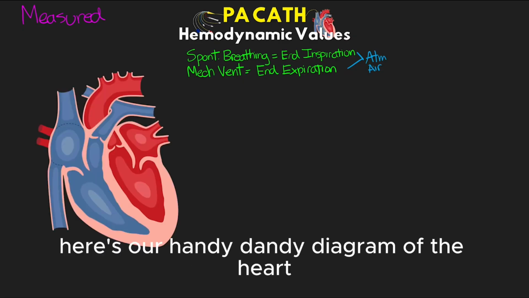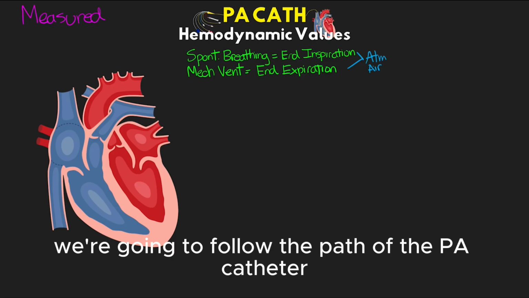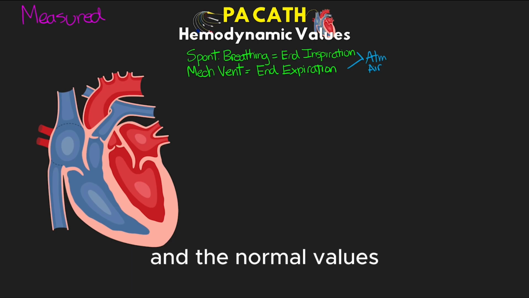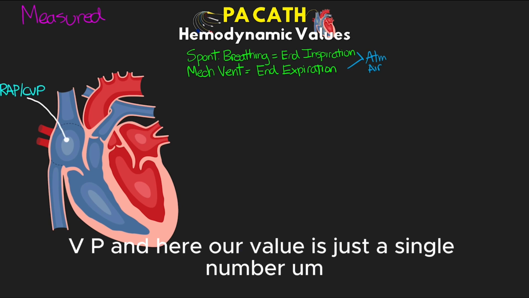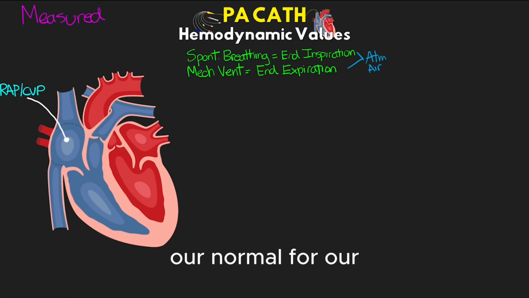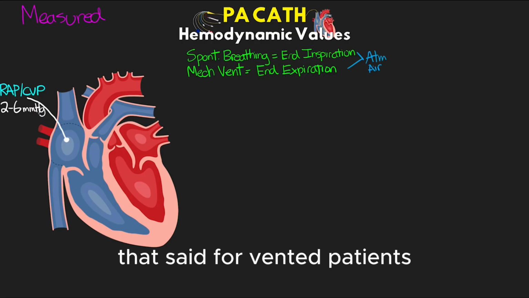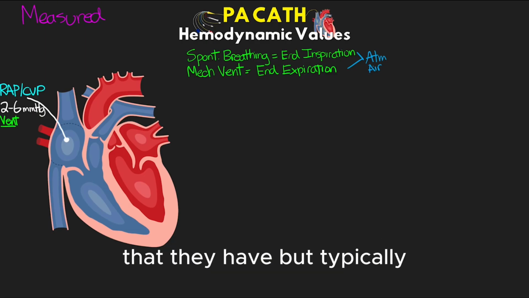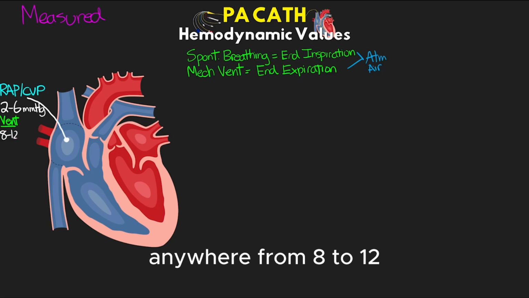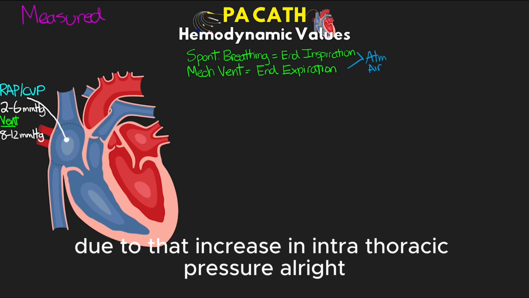Alright, and so again, here's our handy-dandy diagram of the heart, and we're going to follow the path of the PA catheter and identify these different pressures and the normal values. As you know, first we have the right atrial pressure, or our CVP, and here our value is just a single number. Our normal for a spontaneously breathing patient is 2 to 6 millimeters of mercury. That said, for vented patients, it's going to depend on the level of PEEP that they have, but typically anywhere from 8 to 12 millimeters of mercury is considered normal due to that increase in intrathoracic pressure.